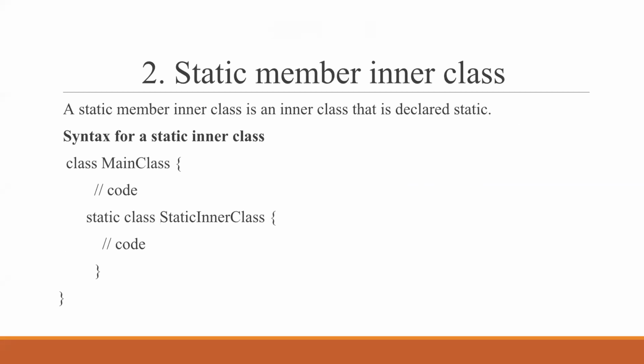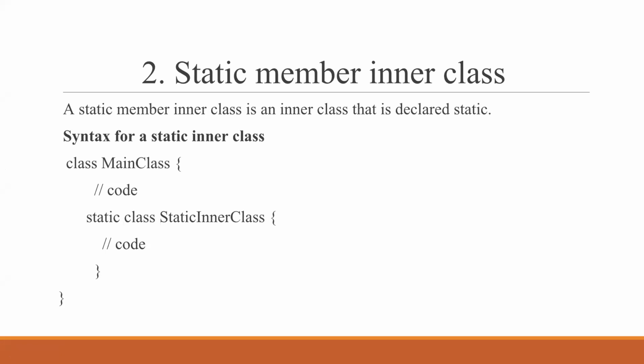A static member inner class is an inner class that is declared static. Just that. The difference between this and the non-static member inner class is that a static member inner class has this keyword: static. It is declared static. But now there's a difference on how you can instantiate this.